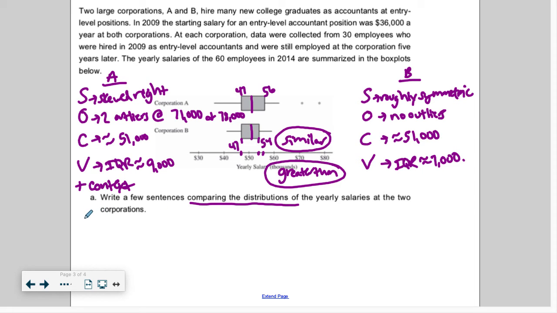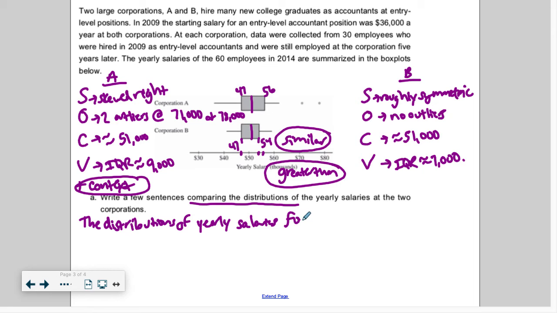So the distributions of yearly salaries. So I've got my context, that's taken care of. So now I can talk about shape. The distribution of yearly salaries for Corporation A is right skewed, while Corporation B is roughly symmetric.